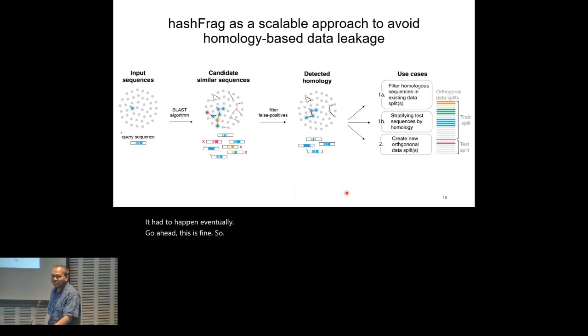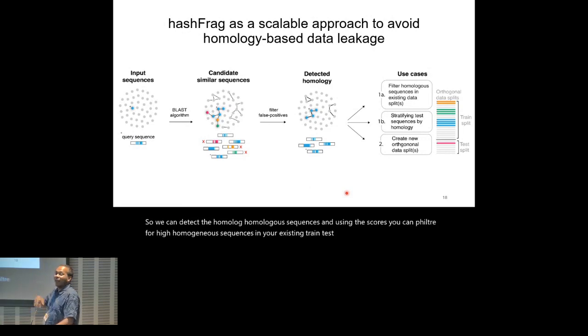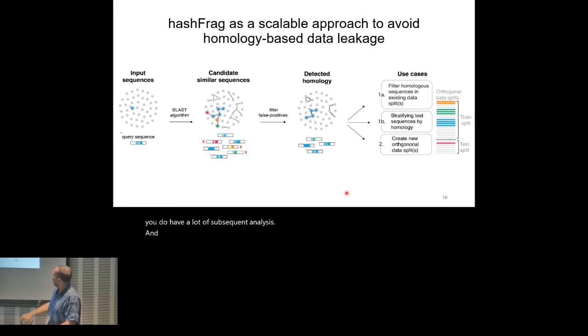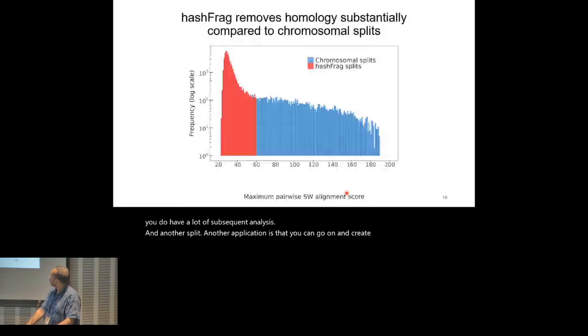So yeah, you can detect the homologous sequences, and using the scores, you can filter out highly homologous sequences in your existing train test splits. Another exciting option, and I think the most impactful, is that you can stratify the test sequences by homology and see if there is any memorization built into the network, if you do a lot of subsequent analysis. Another application is that you can go on and create homology-aware train test splits.